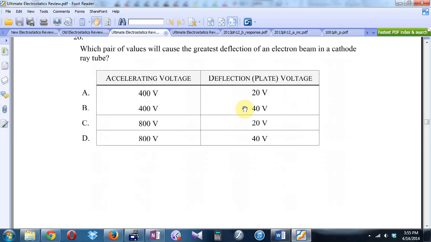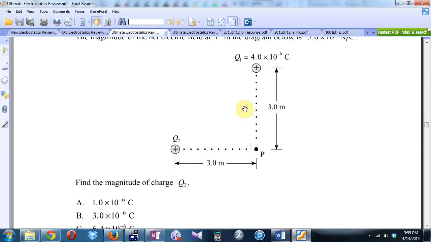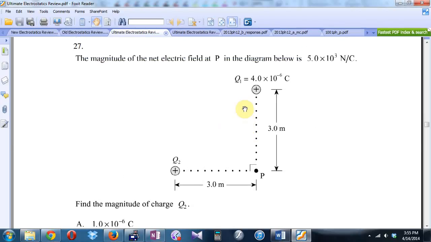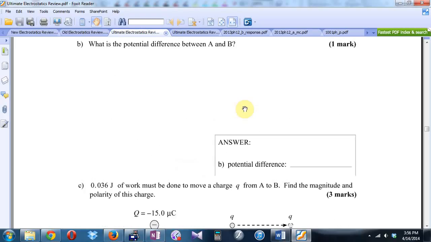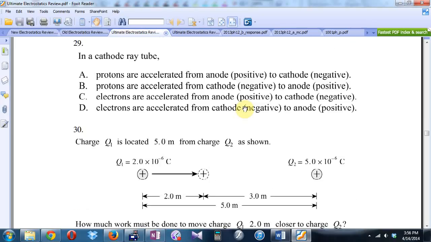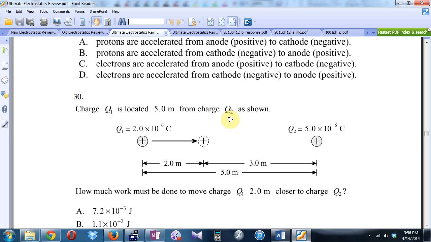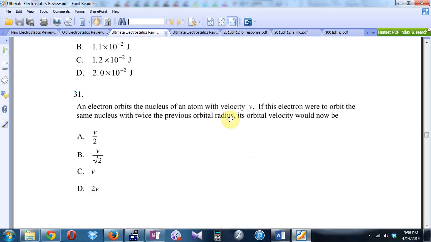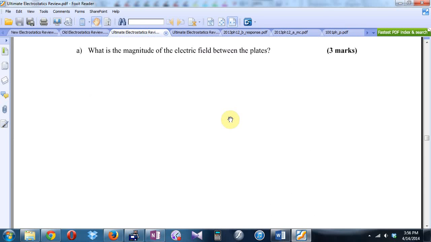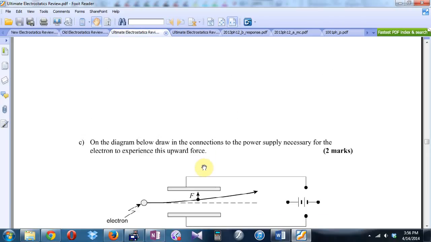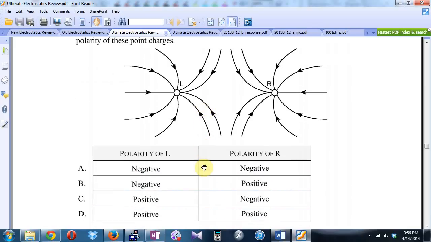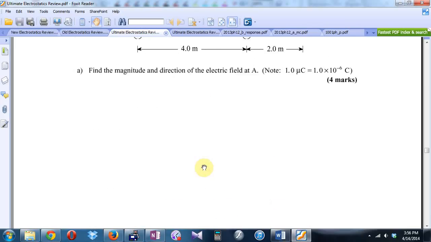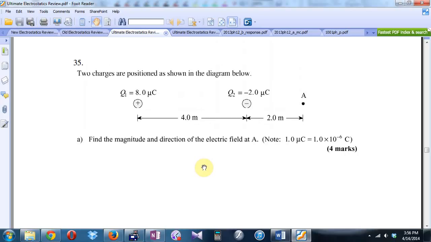Yep. Yeah, 27's nasty, but sure, as a multiple choice. 28, yes. Charge Q1, they gave me Q2. Sure, 30 is good. 33. 35.